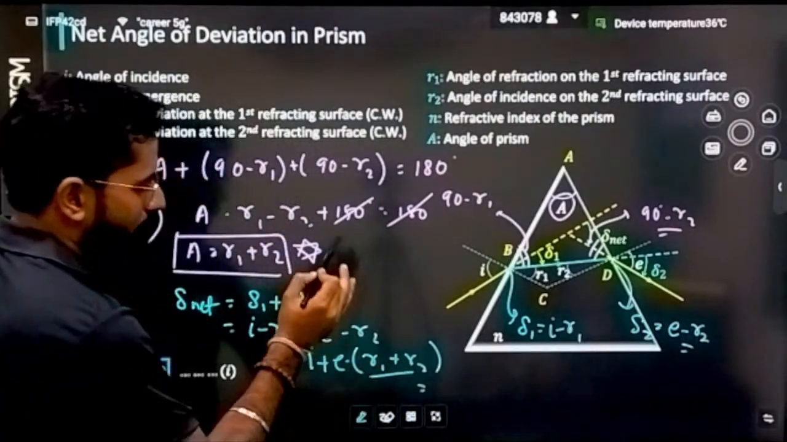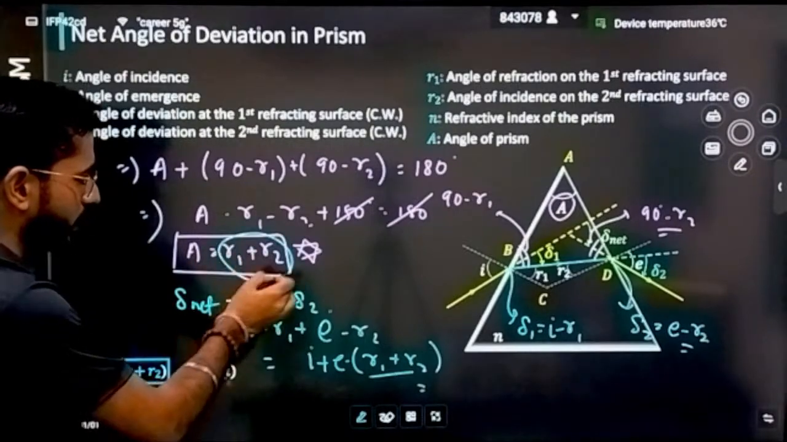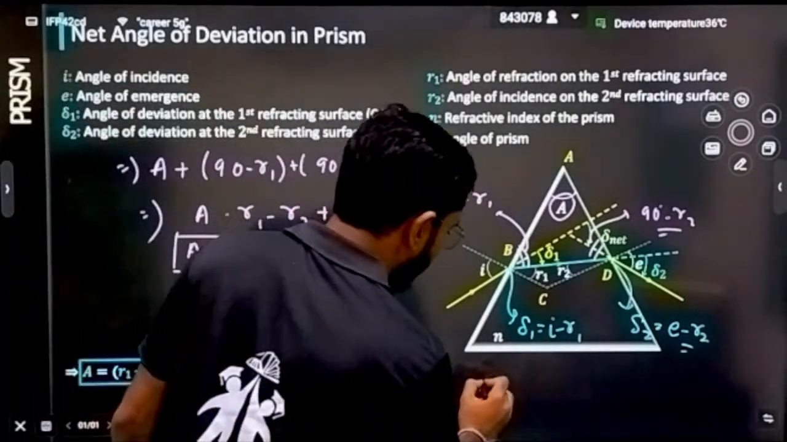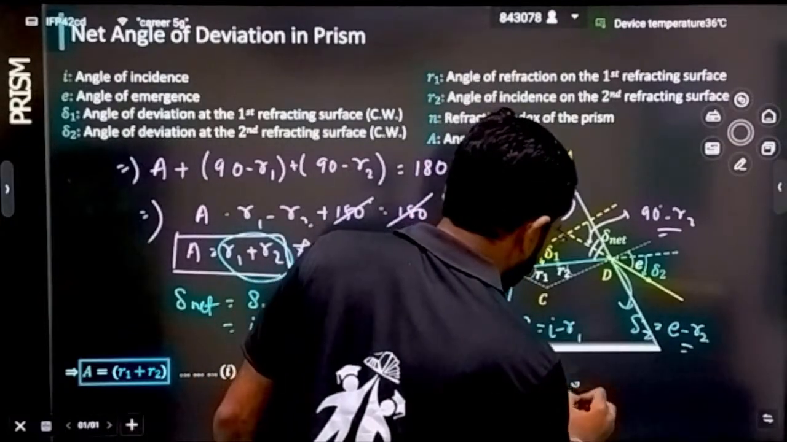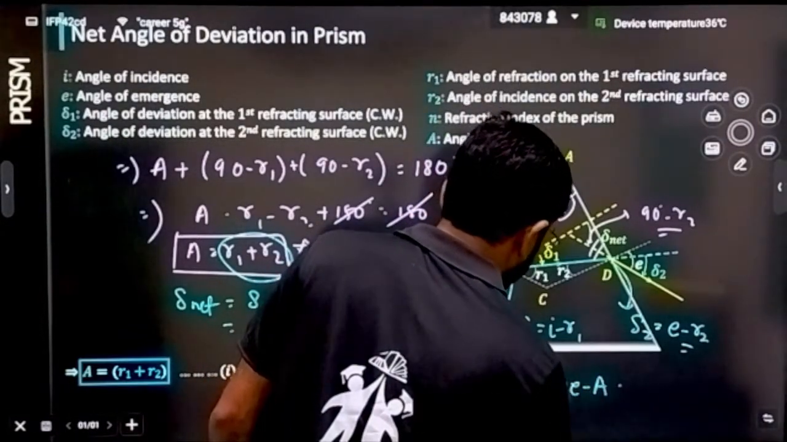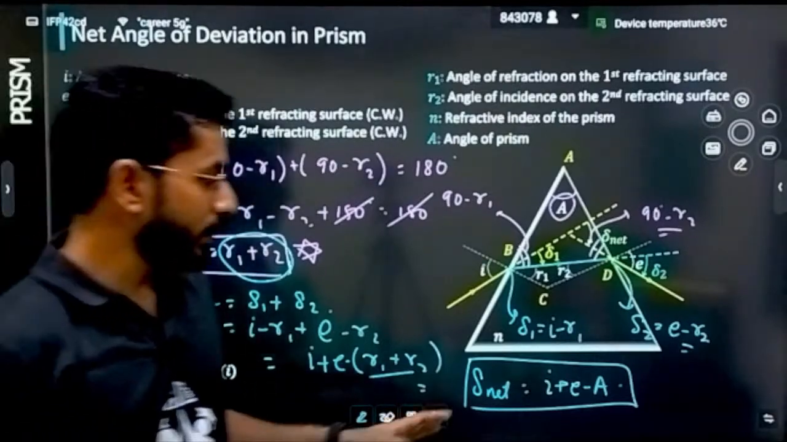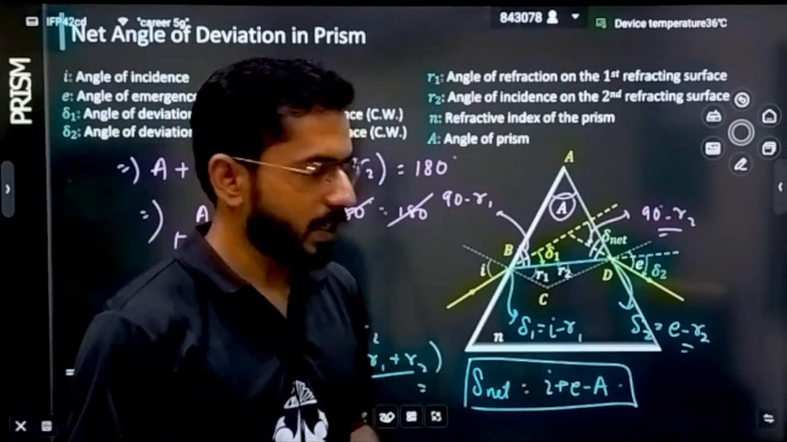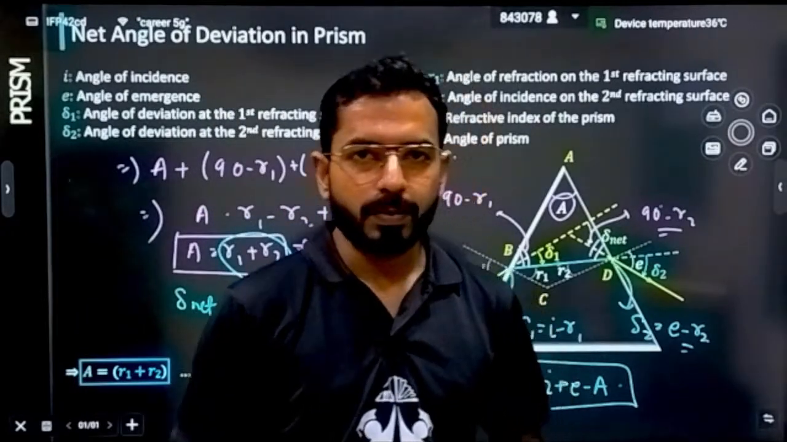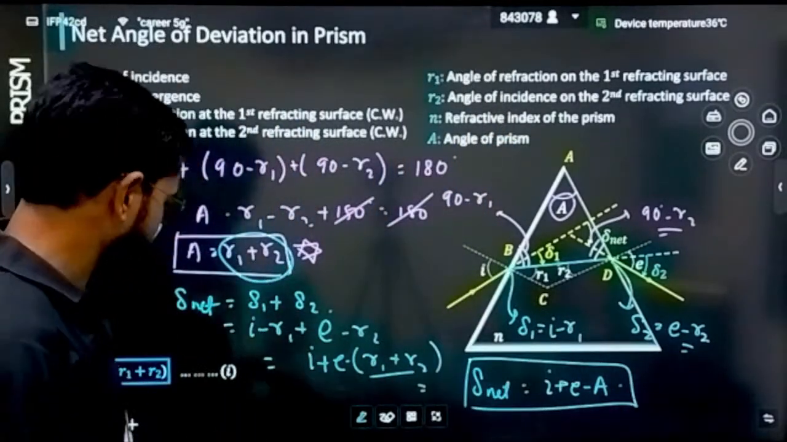Correct. And tell me, what have you learnt about R1 plus R2? Just now we saw that R1 plus R2 can also be written as A. So the net formula of deviation, remember directly: I plus E minus A. For a prism, the formula you have to remember for the angle of deviation, the net deviation, is equal to I plus E minus A. A means what? Angle of prism. Right? Very good.